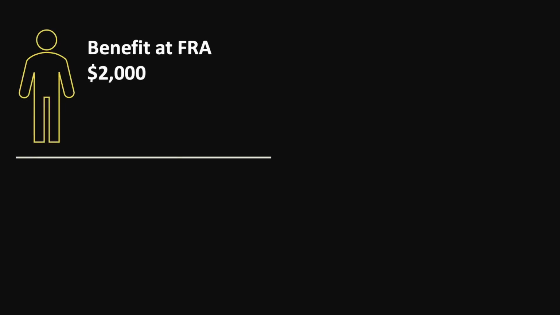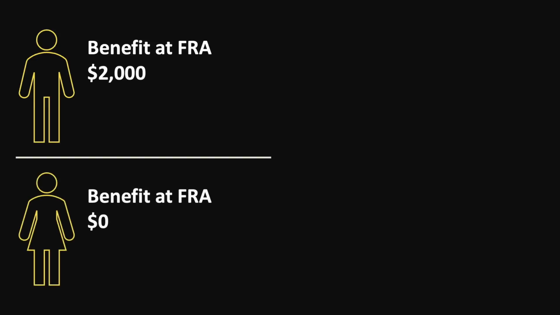Let's assume we have a couple where the husband worked outside the home and he paid into Social Security over his career. The wife managed the home and thus did not pay into Social Security. At full retirement age, the husband has a monthly Social Security benefit of $2,000. And because the wife did not work in a role that allowed her to earn the required 40 credits, she won't have a benefit of her own.